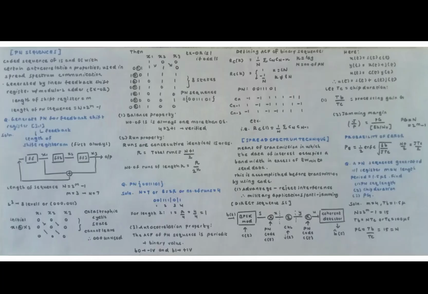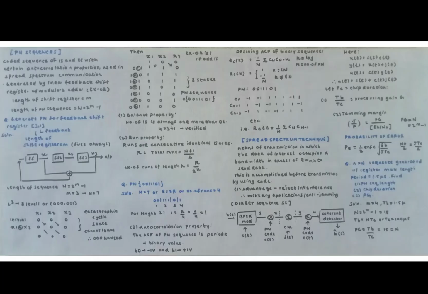where x of t is the product of s and c, y is the sum of x and j, and u is the product of c and y. And eventually you get the final as s plus cj. So let's say there's a quantity given Tc, which is chip duration. Then your processing gain G will be given by Tb by Tc, the ratio of the time periods.